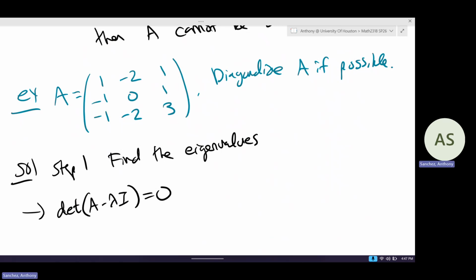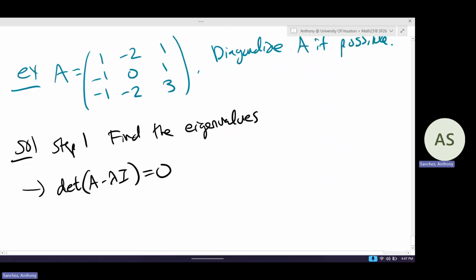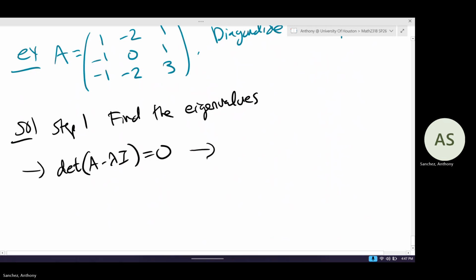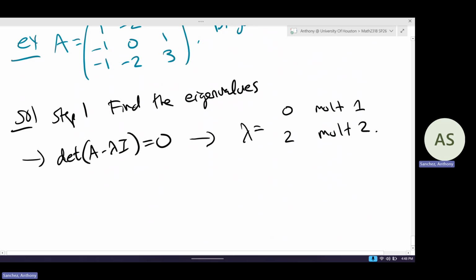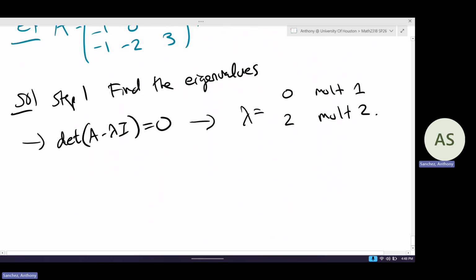Yeah. So in this case, you're going to end up with some characteristic polynomial, and the solution of the characteristic polynomial tells you that lambda is equal to 0 has multiplicity 1, and 2 has multiplicity 2. All right, so you end up with 3 eigenvalues for this 3 by 3 matrix. And armed with the eigenvalues, you can do step 2.